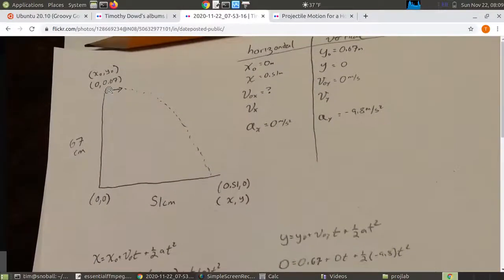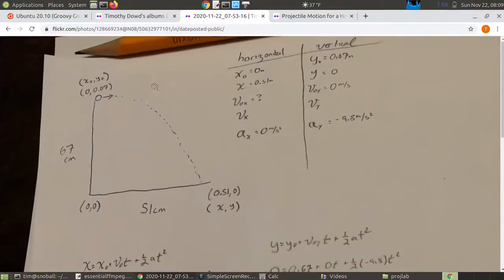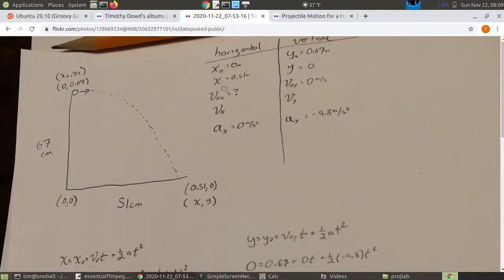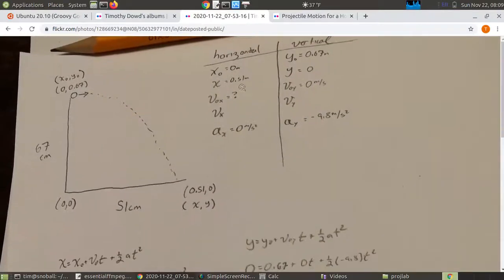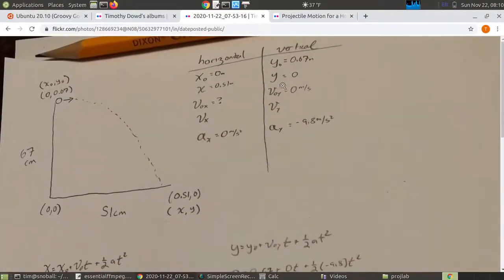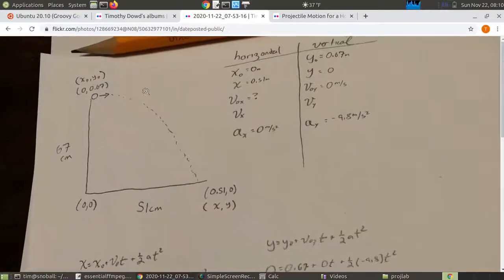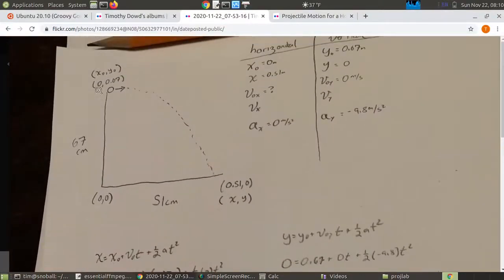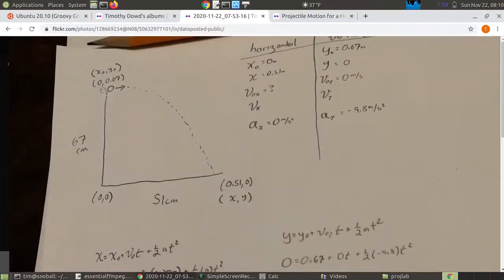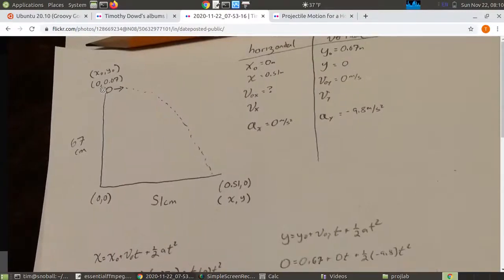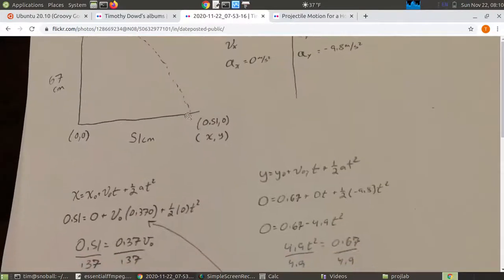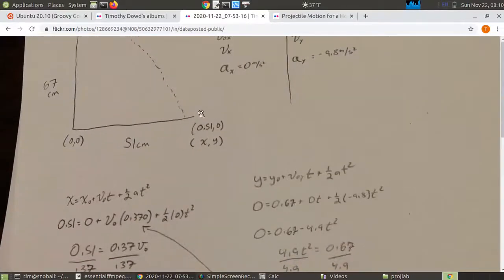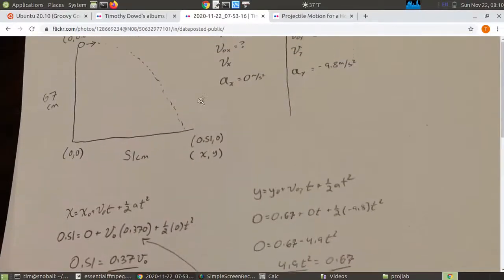Your coin is leaving the tabletop horizontally. That means the horizontal component of the original velocity we don't know, but the vertical component is 0. It's not moving up and down as it leaves the table. I like to set my reference frame with the origin on the ground under the launch point. I think that makes it pretty easy because x0, y0 are 0, y-intercept. x, y is x-intercept, 0.